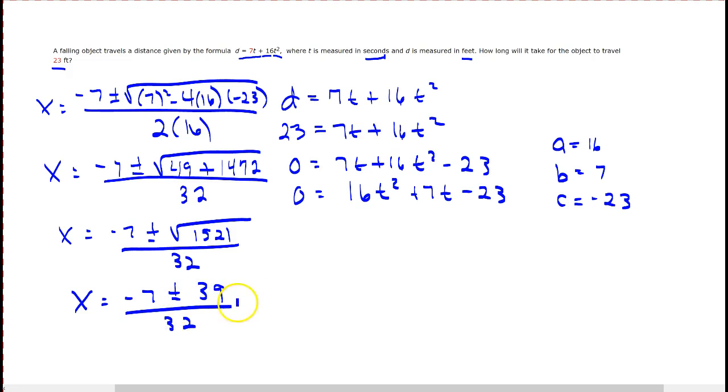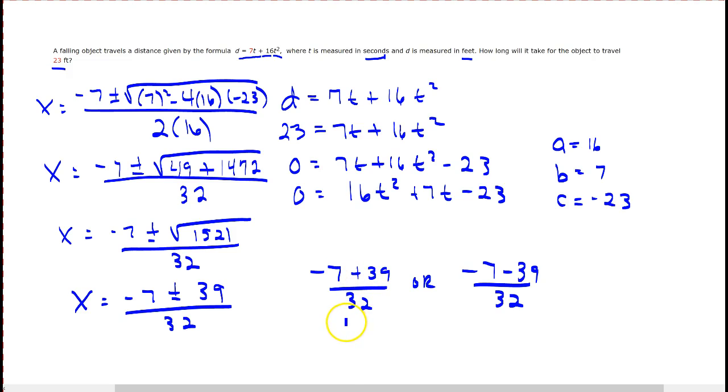Now here we can split this into 2 different expressions. We have negative 7 plus 39 over 32, or negative 7 minus 39 over 32. So we can simplify both of these. Negative 7 plus 39 is a positive 32 over 32, so we get 1. And that's a legitimate answer, or could be. Then let's look at the next one. This is going to be negative 46 over 32.